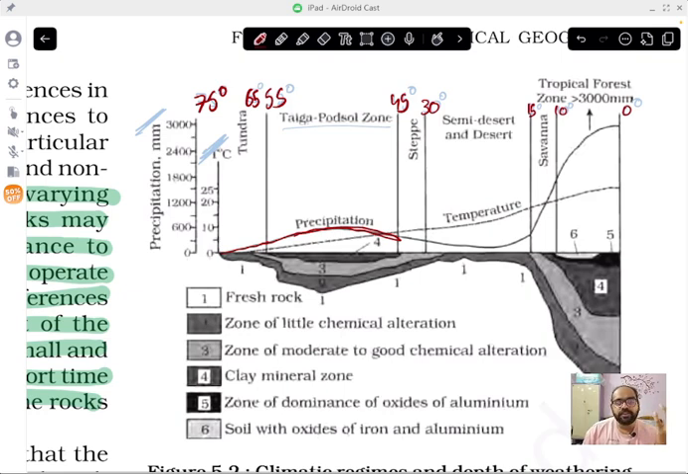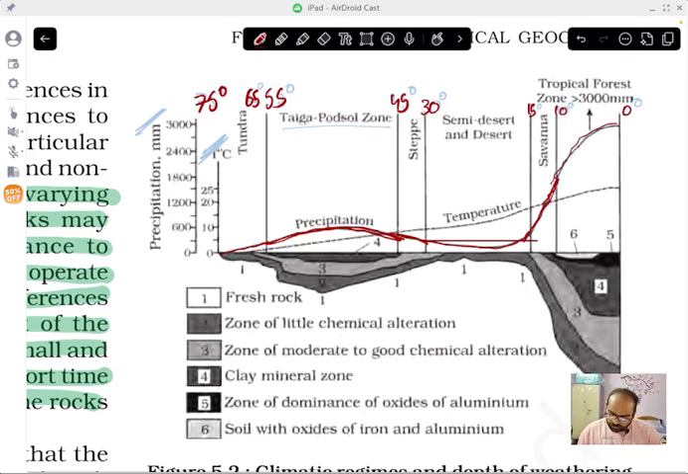Podsol is the name of the soil. Don't get confused with these names. You will get accommodated with these names once we get into the climatology. So precipitation gradually increases here, and again decreases in the steppes region, and further decreases in the desert region, and from here it gradually increases, that is, some 10 to 15 degrees latitudinal range, and more rainfall at the equatorial region.